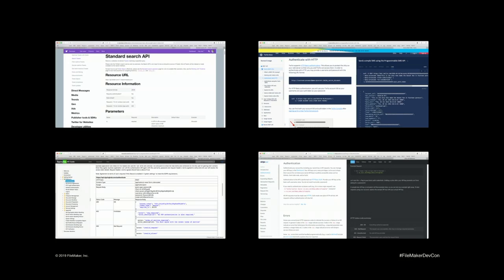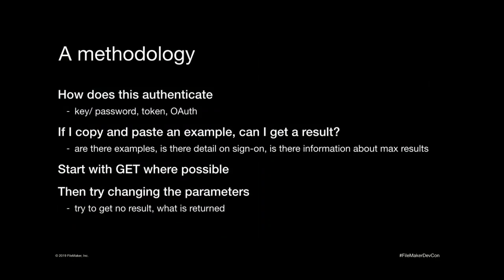But here's a really quick example of 4 diverse but well-known APIs. Twitter, Twilio, DocuSign, and Stripe. There is no consistency about how they're presented, or even the language that they use, or even the order in which they tell you information, and how much is hidden from you. So the first thing you need to know is, how does this thing authenticate? Is it a simple key password? Is it a token? Do I need to go and set up an account somewhere? Does it use OAuth?